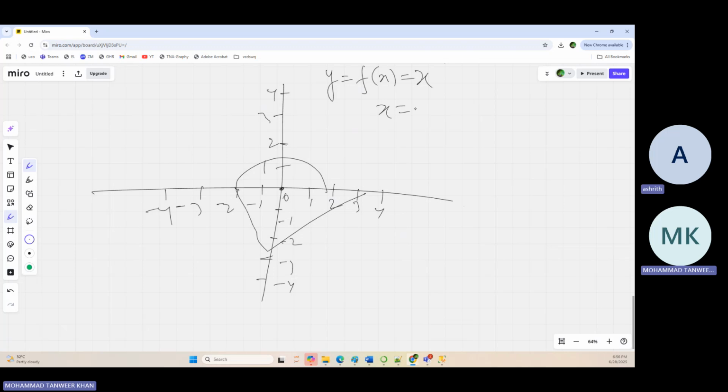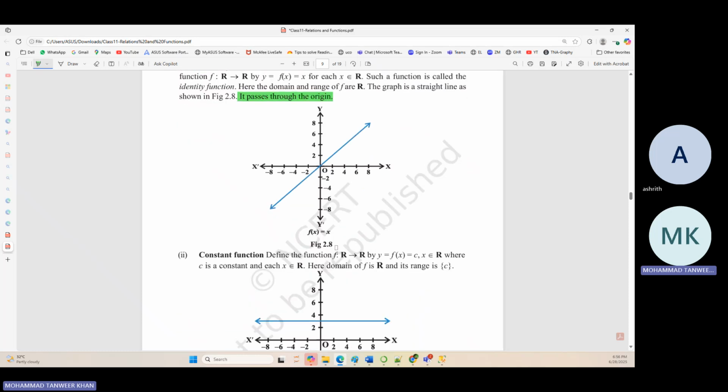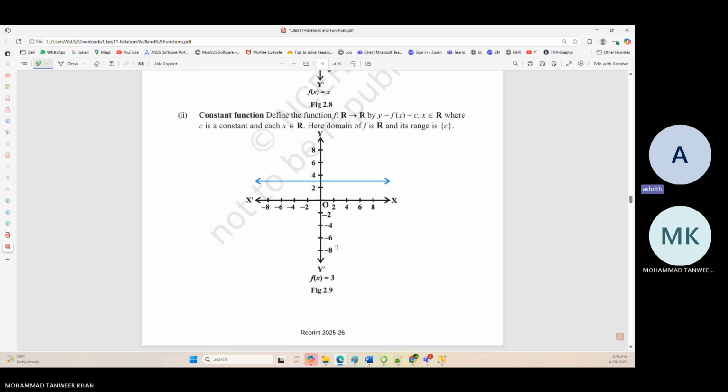So if you give input x as 0, what will be the output? Zero. So the input is 0, the output will also be 0. That is why it is passing through the origin like this. Is that clear now? Yes, sir. After the class, you have to draw this.